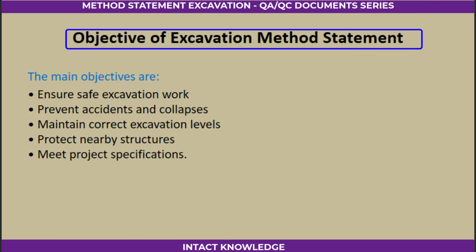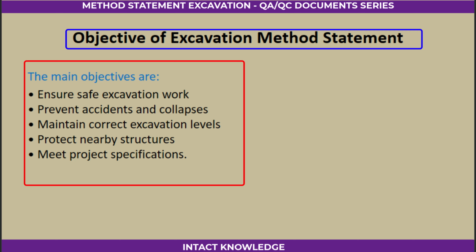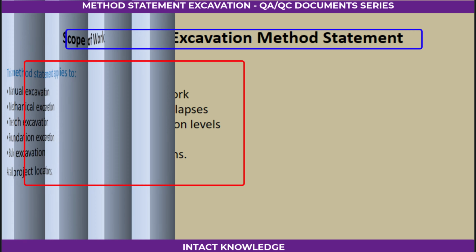Objective of the excavation method statement. The main objectives are: ensure safe excavation work, prevent accidents and collapses, maintain correct excavation levels, protect nearby structures, meet project specifications.